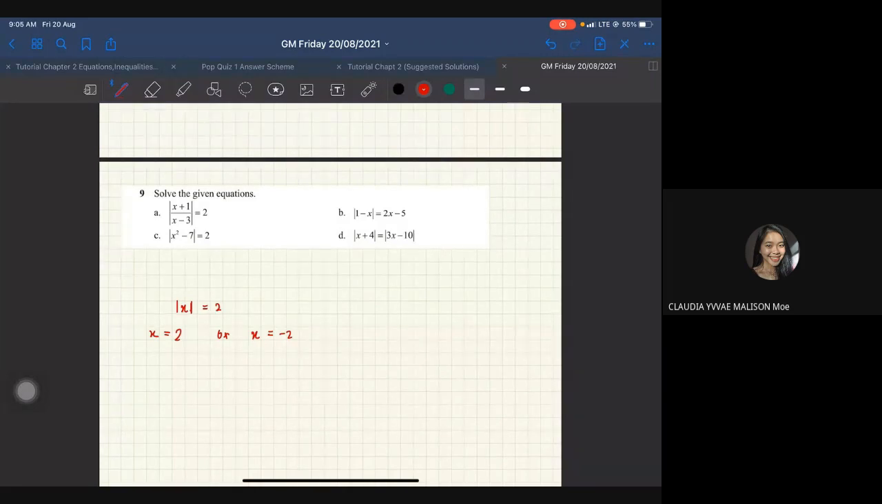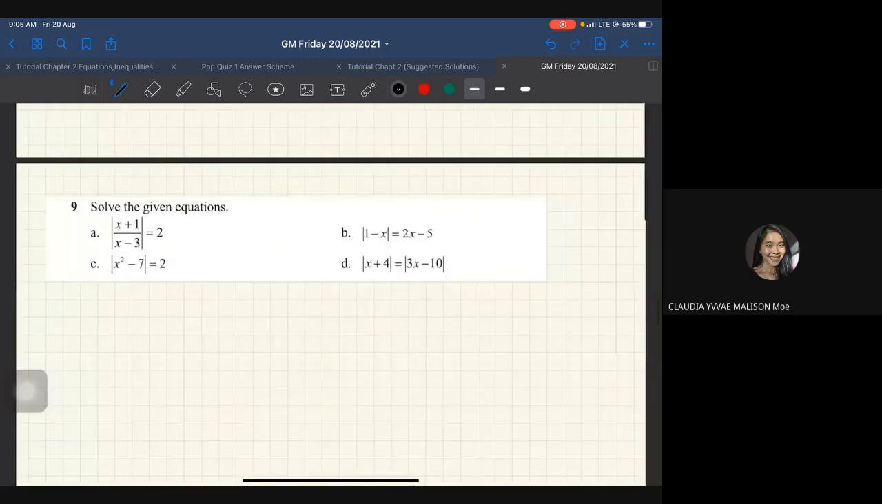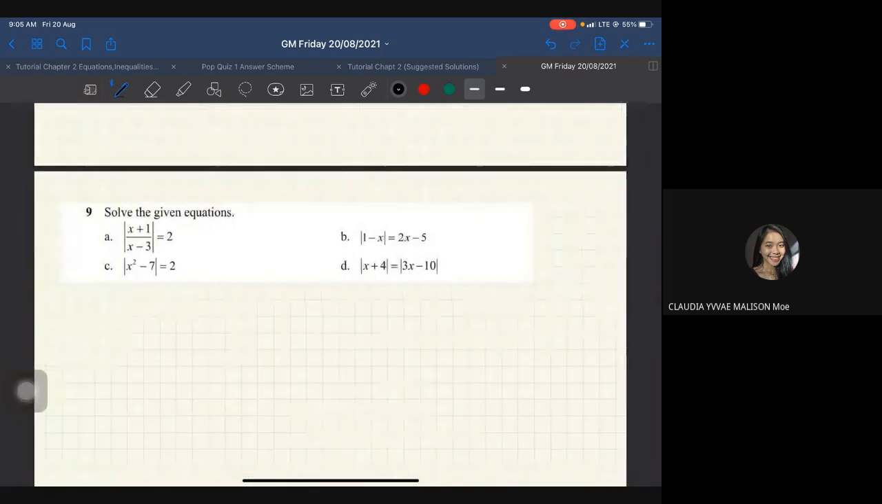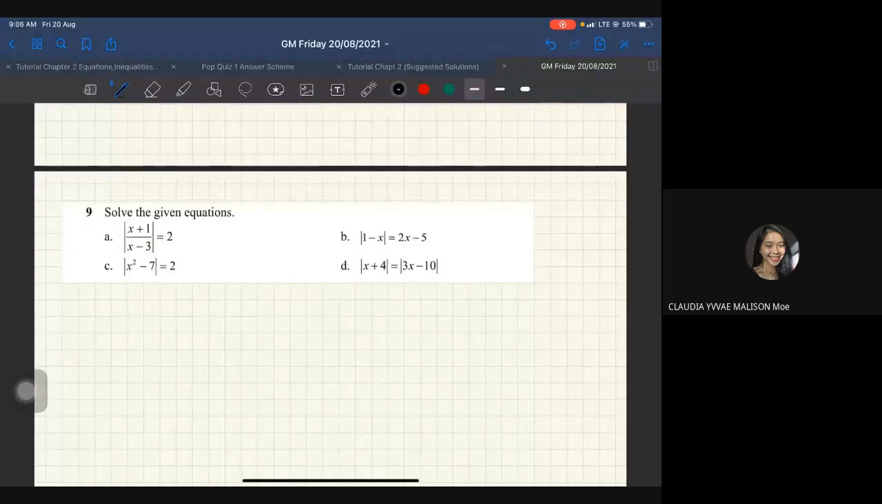Okay, so jom kita tengok example. Berdasarkan soalan nombor 9 ni, there are 4 types of cases for absolute values punya equation. Kita akan tengok satu-satu. For part A, 9A, so awak ada absolute values and then dalam dia adalah fraction. So it's a rational expression dekat dalam tu. Ada dua cara untuk awak solvekan.